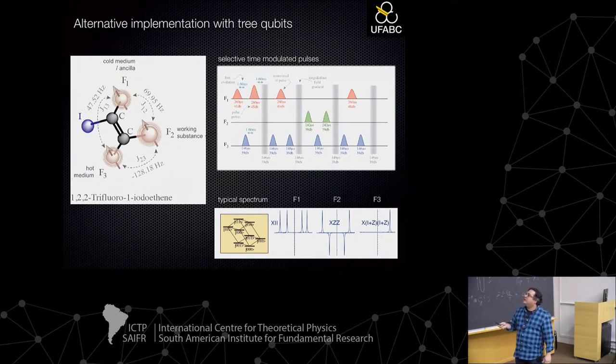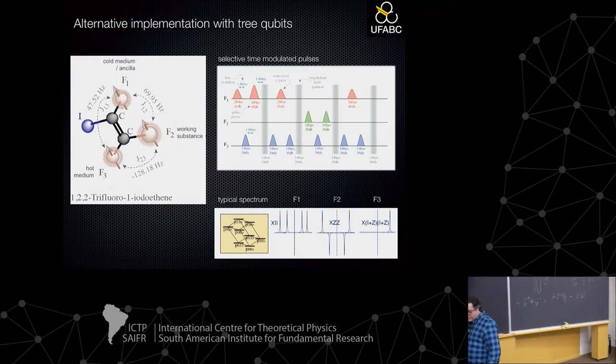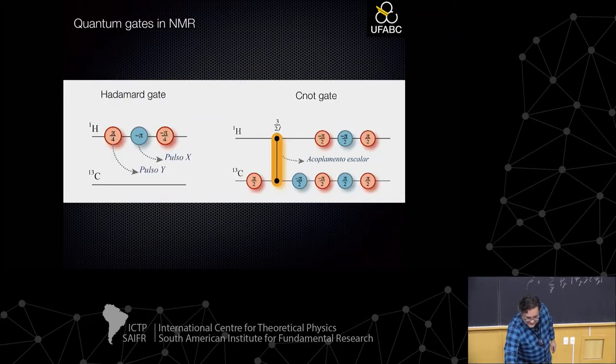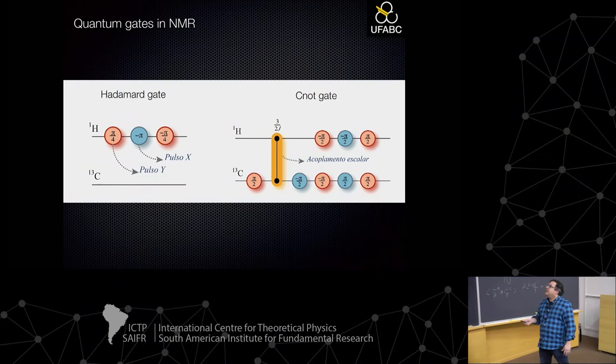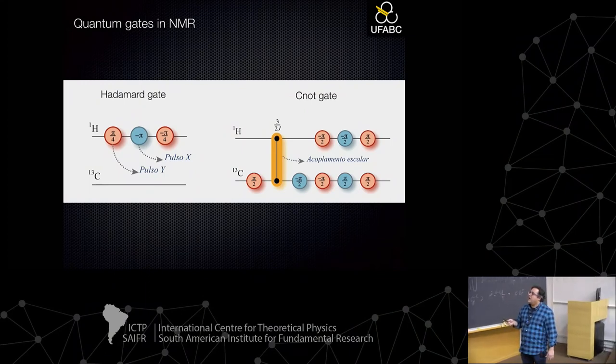And here, in order to manipulate just one of these fluorines, I have to modulate pulses in order to interact with just one of them. But I can use this as a 3-qubit system. And the spectrum becomes a little bit more complicated. The record for that system to manipulate quantum information is 12 qubits. I can perform a Hadamard gate just by combining these Y and X rotations in this way, for example. I can perform a CNOT gate combining this free evolution with rotations, so I can perform any computation in that system.